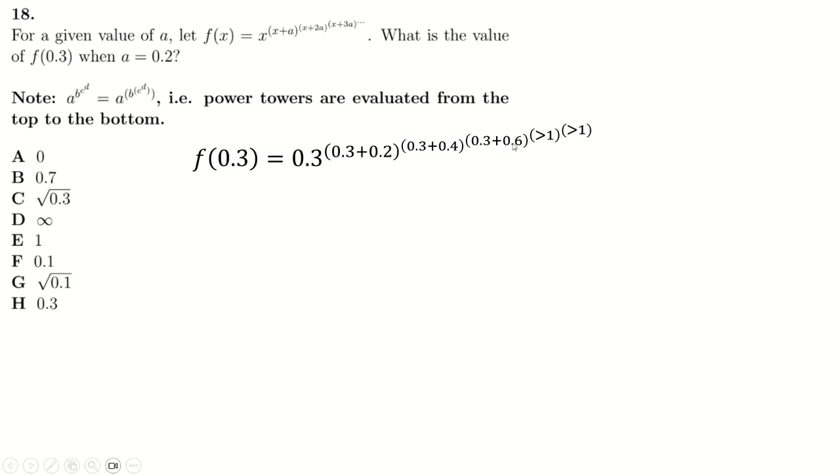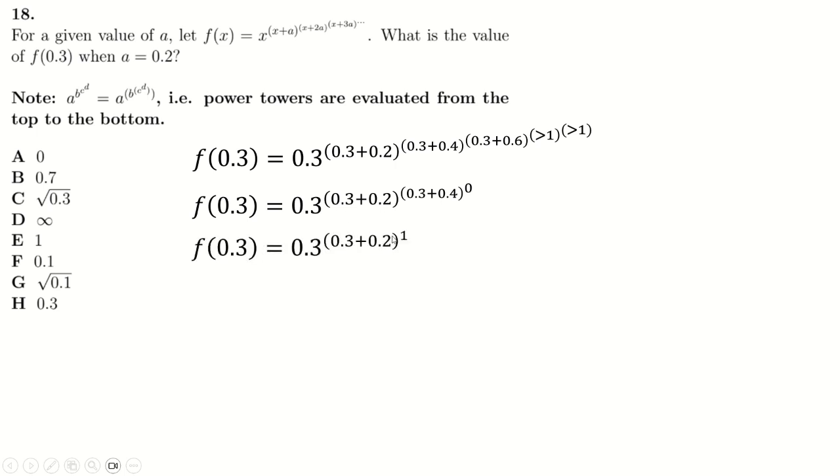And then you're doing 0.9 to the power of infinity, but 0.9 is less than 1. So when you power that up a load of times, you just get to 0. And then, of course, something to the power of 0 is 1. So now we're doing 0.3 plus 0.2 to the power of 1. But that's 0.5. And then 0.3 to the power of 0.5 is just root 0.3 by definition. And so we're left with answer C.